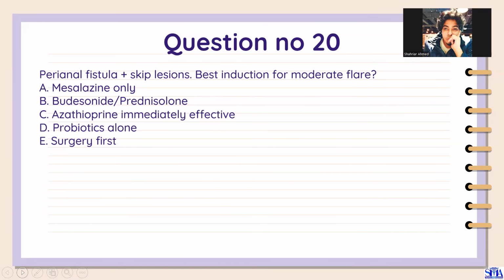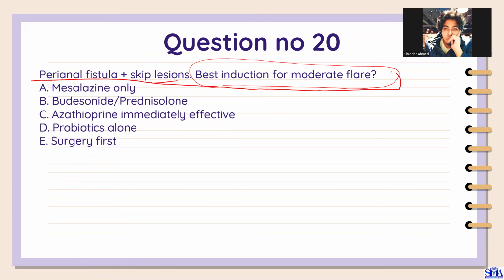Okay, perianal fistula and constipation, best induction for moderate flare-up. Because it's a recall, we just managed to collect the smaller part. Sometimes you might ask why it's small, doctor? Because the full version we couldn't get from the recall. So pain, fistula, constipation. Best induction for moderate flare-up. First of all, what is your probable diagnosis?